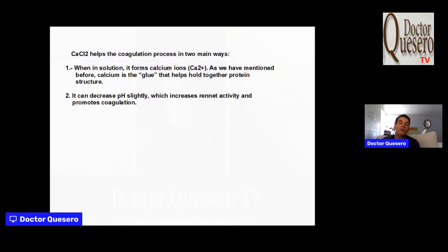But now, how much do we need to use of calcium chloride when we are making cheese? If we are using the 30% standard solution, we have to use half a milliliter per liter of milk, which means if I'm making, for example, 50 liters of milk, I am processing, or let's say 30 liters of milk.